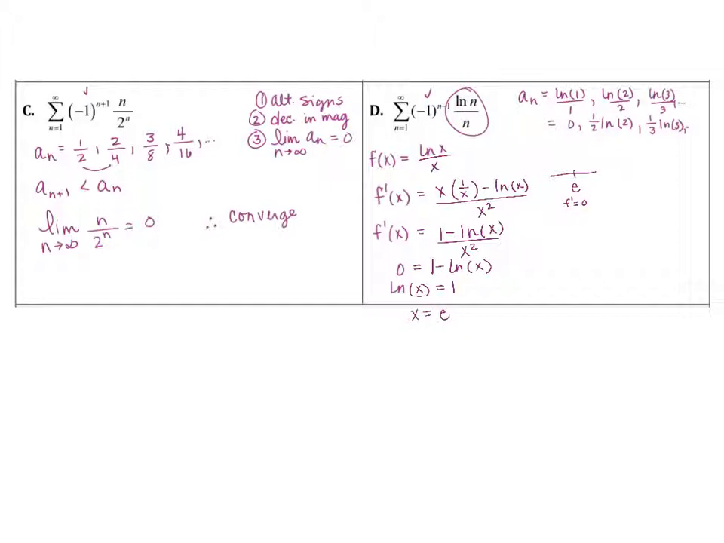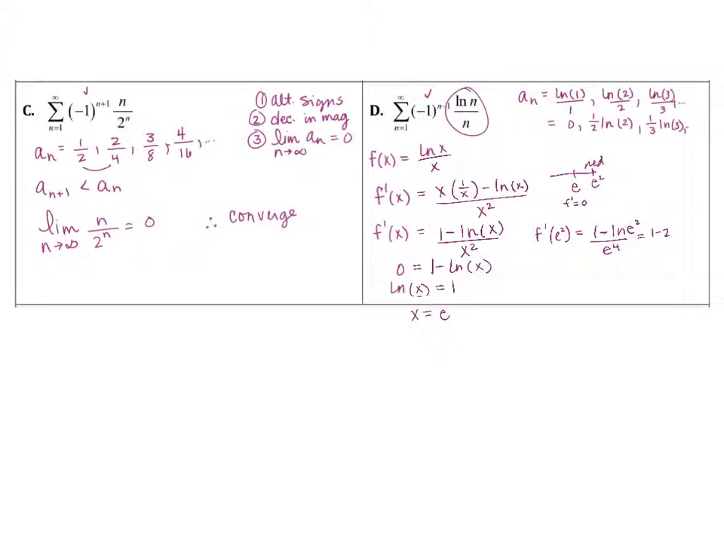So I'm going to cheat. I'm going to let x be e squared. And if I do that, then I can come back here and see, what is f prime of e squared? That's going to be 1 minus the natural log of e squared all over e to the 4th. And I see real quick that that's going to be 1 minus 2, so that's going to be negative.